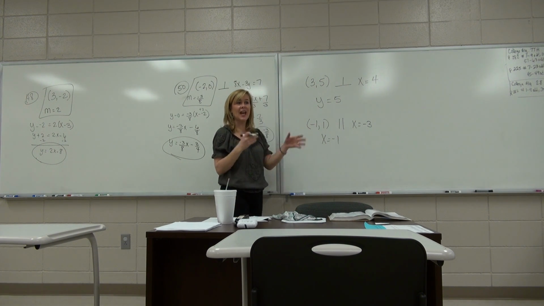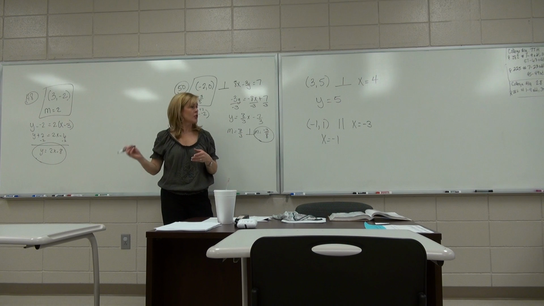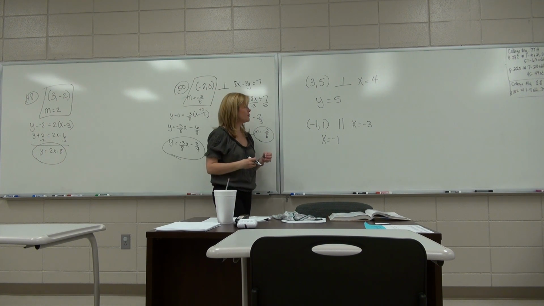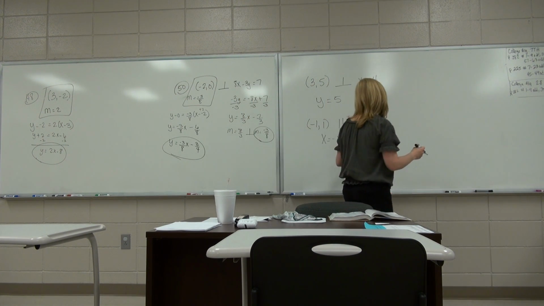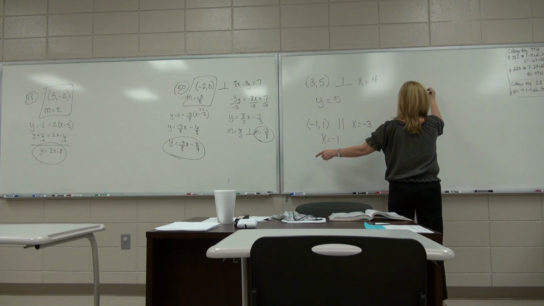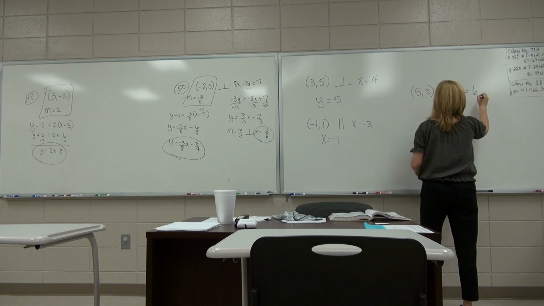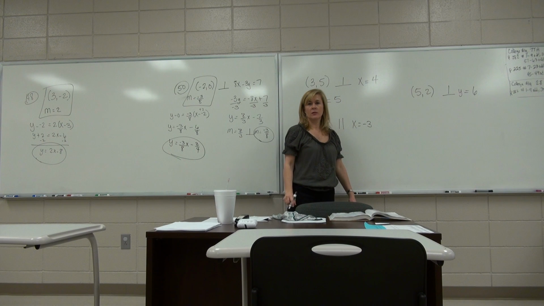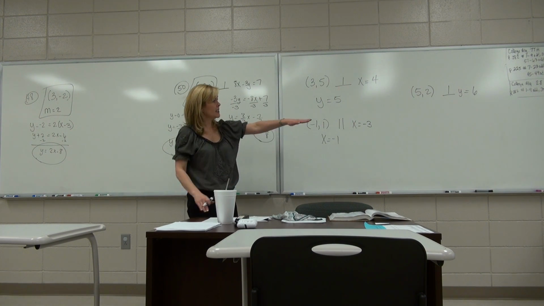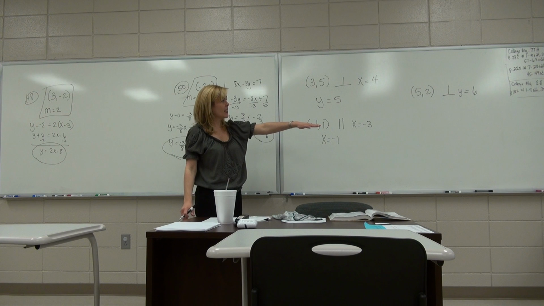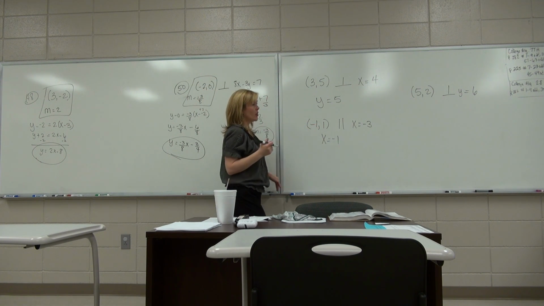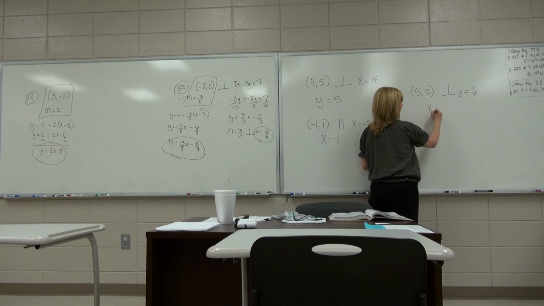So this is another reason you've got to memorize. X equal vertical, slope undefined. Y equal horizontal, slope of 0. Let's say I had the point 5, 2, and I told you I wanted one that was perpendicular to y equal 6. Well, y equals 6 is that horizontal line. What kind of line's perpendicular to a horizontal one? A vertical one. A vertical one's of the form x equal, and here the x is 5.